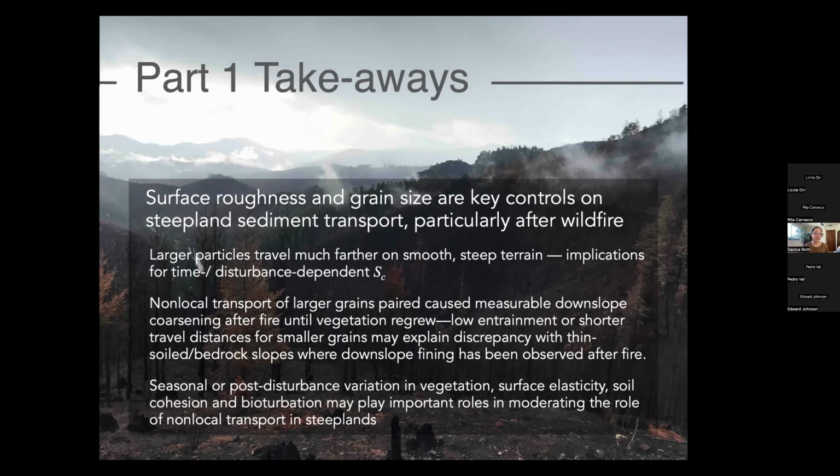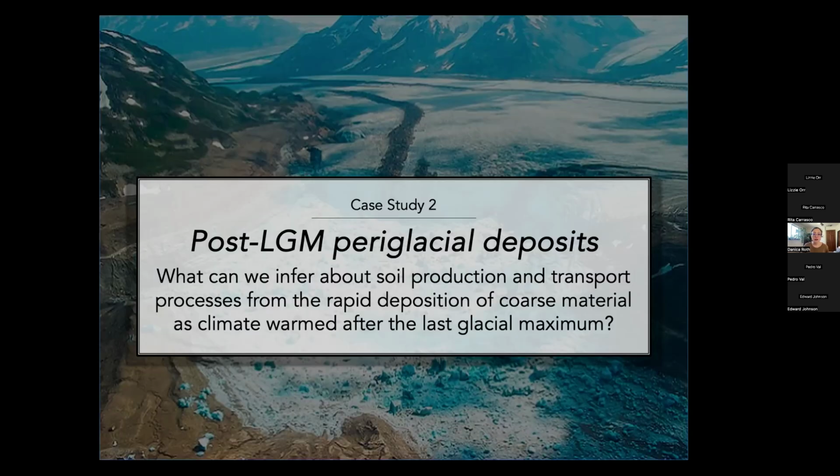And then another point here is that seasonal or post-disturbance variation in the vegetation and surface elasticity, soil cohesion, bioturbation, all of these things might play important roles in moderating the role of non-local transport in steeplands. And those are things that we can also address through different terms in a convolutional model. So I'm not going to go there in this study, but it is an interesting avenue for future work. So I will go quickly through this one.